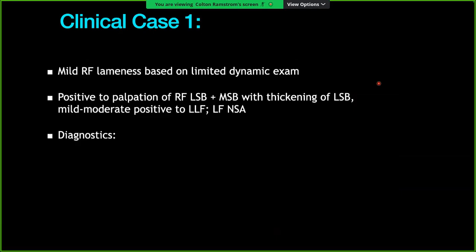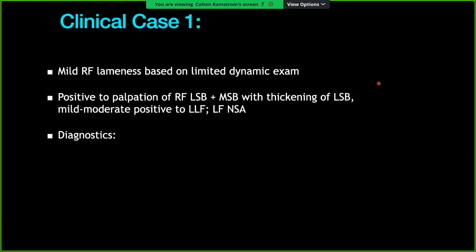Palpation, this is just a summary of some of the significant findings. Right front lateral and medial suspensory branch were reactive or sore on palpation, with some pretty significant thickening at the lateral suspensory branch. Mild to moderate positive on lower limb flexion on that limb. Left front full limb palpation was negative.